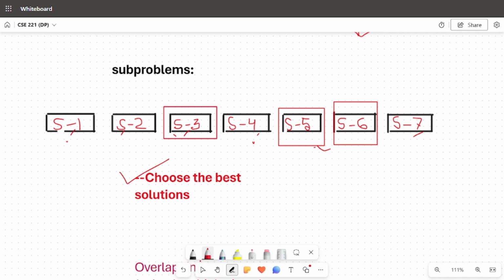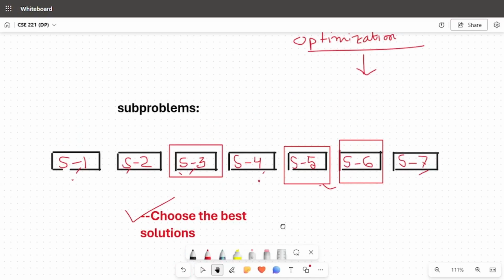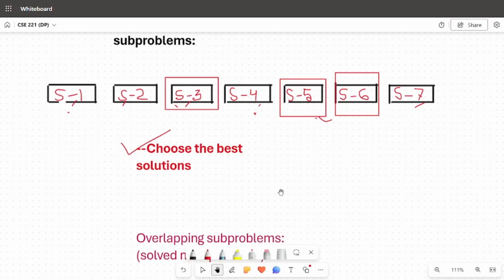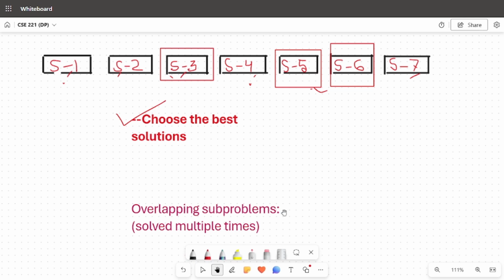When you solve this problem, you will see some overlapping problems. Like, if you choose subproblem 3, then you cannot repeat subproblem 3 another time. Or if you get subproblem 5, then you cannot take S5 again in another solution.